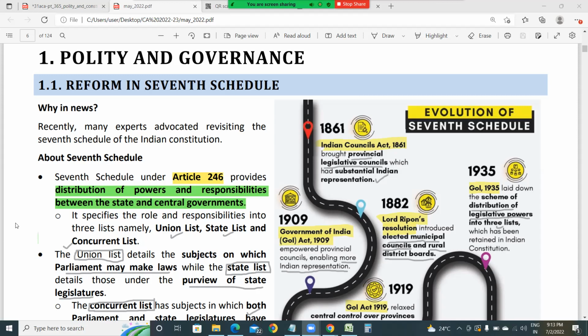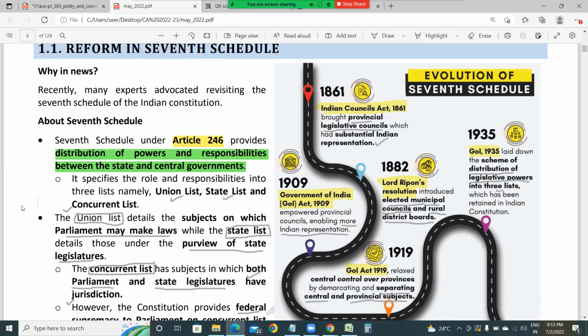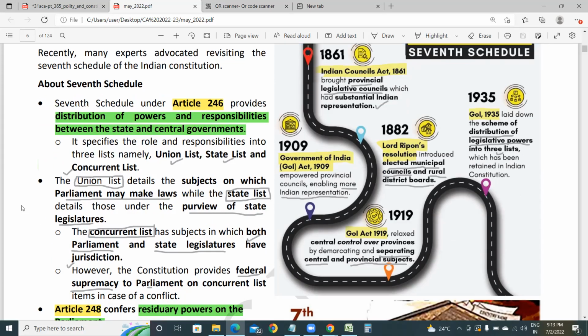Seventh schedule, which comes under Article 246, provides distribution of powers and responsibilities between the state and central government. It is basically called the separation of powers. It specifies the roles and responsibilities into three lists, namely union list, state list, and the concurrent list.